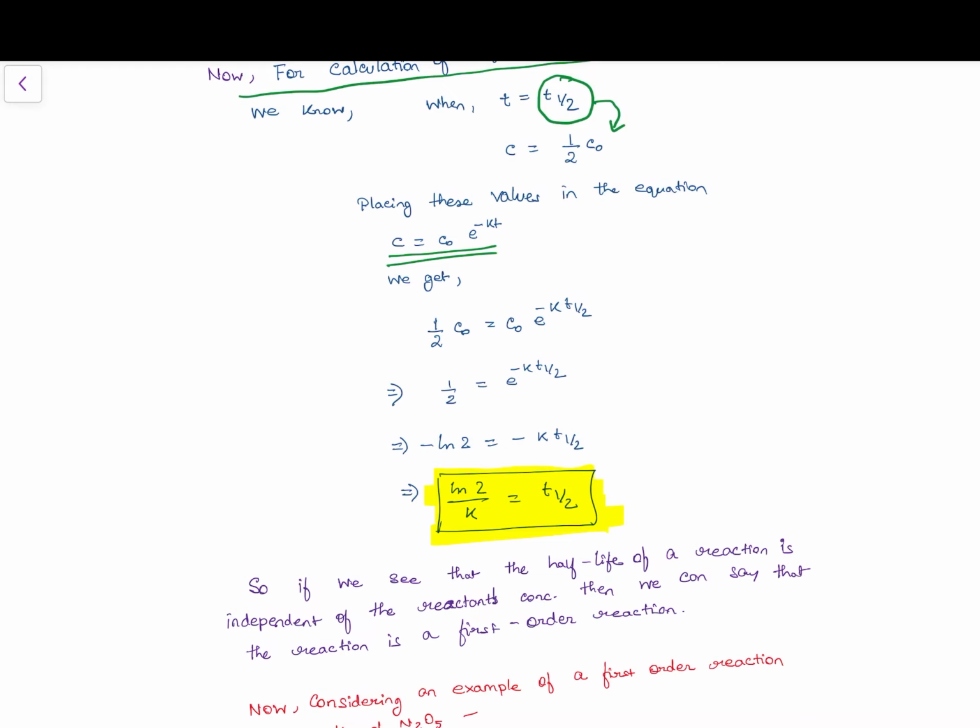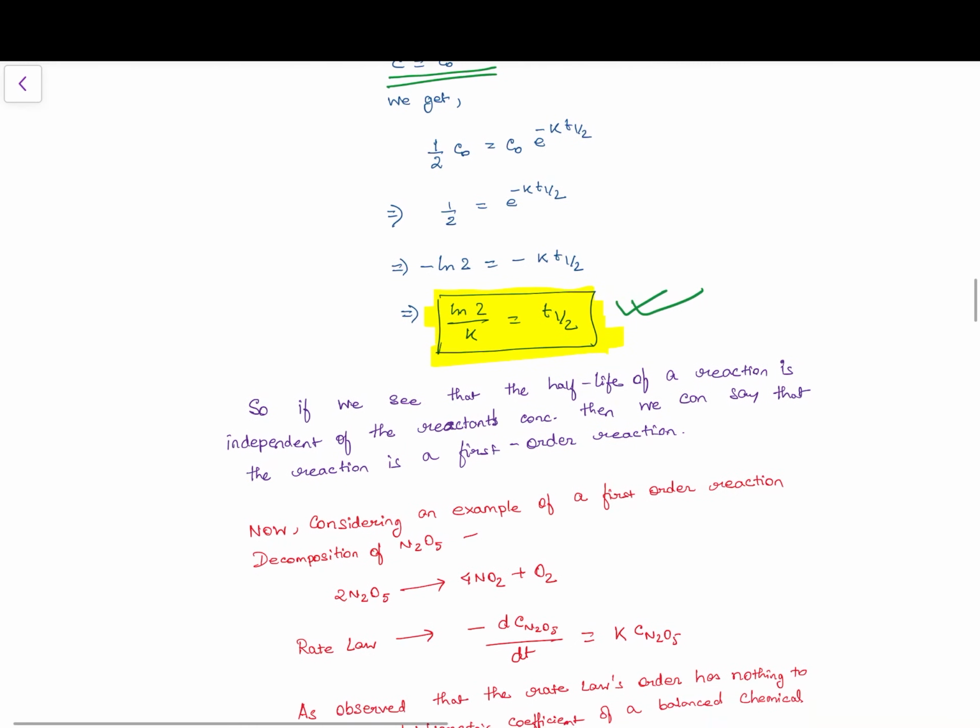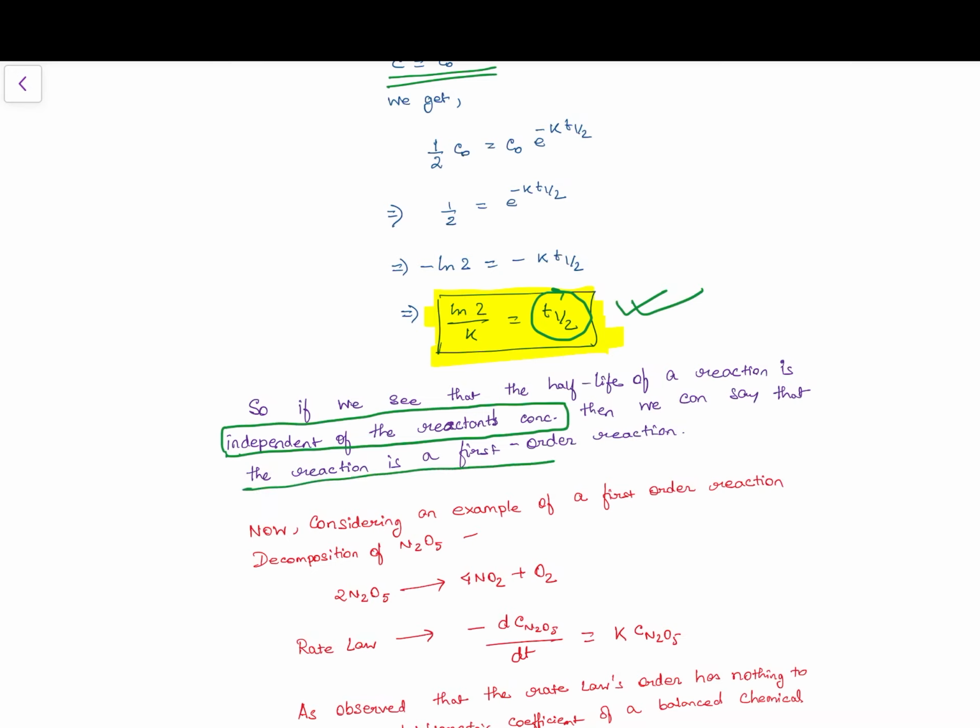So that will give us in the end ln2 by k equal to t to the power half. So if we see that the half-life of a reaction is independent of the reactant's concentration, as we can see the t half's expression has no initial concentration in the equation, so it is independent of the reactant's initial concentration, then we can say that the reaction is a first order reaction.